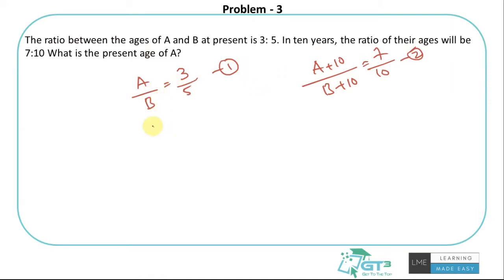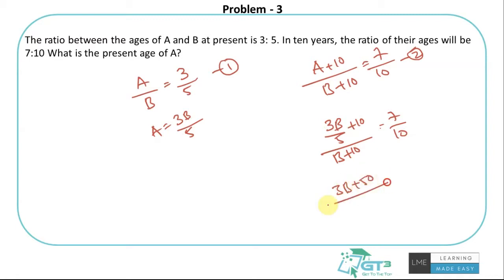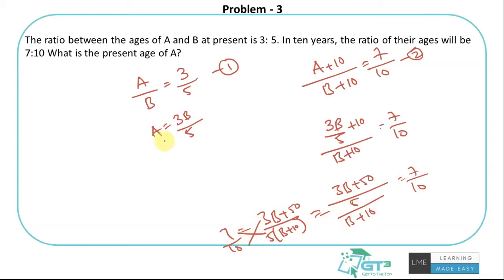So let me put it like this. A is equal to 3b by 5. A plus 10 by b plus 10 equals 7 by 10, so 3b by 5 plus 10 by b plus 10 equals 7 by 10. 3b by 5 plus 10 will be 3b plus 50 by 5, by b plus 10 equals 7 by 10. So what will this translate to? 3b plus 50 by 5 into b plus 10 equals 7 by 10 is what we have. So let me cross multiply this. What will this become?